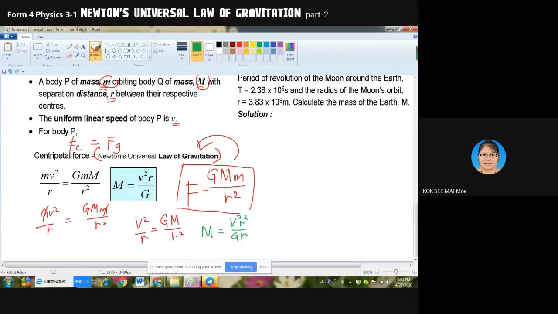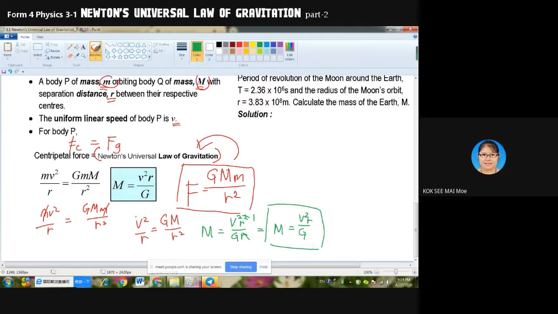The R squared moves up, G comes down. So finally, which one can we cut? This one can cut, become 1. This one is no more. So finally, your M equals V squared R over G. One more R here. So this one is the formula.